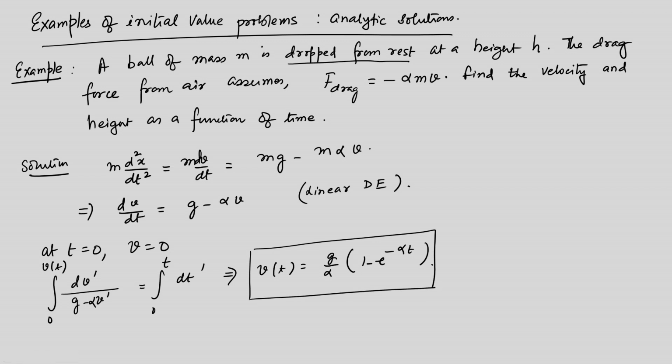So, it clearly says that as t increases, this component actually becomes smaller and smaller, and at large t the second term inside the bracket would go to 0, which would render a constant value, g over alpha, for the velocity, and this is known as the terminal velocity. So, as t tends to infinity, v at t equal to infinity is equal to g over alpha, and this is nothing but the terminal velocity which a body attains.